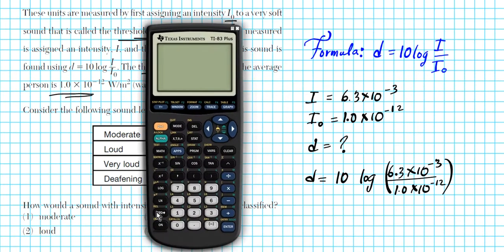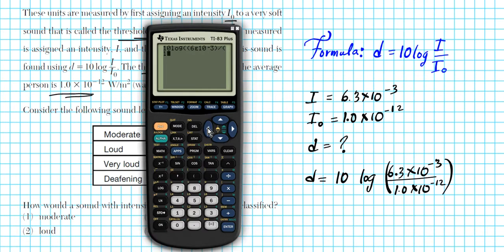So we have 10 log. Now in the numerator we have multiple things going on, so I'll group it in parentheses. You can write this as 6 times 10 to the negative 3, or you can use the E option. So I'm going to use the E option. 6E negative 3. This is just a short way to say times 10 to the, okay, and then here divided by parentheses.